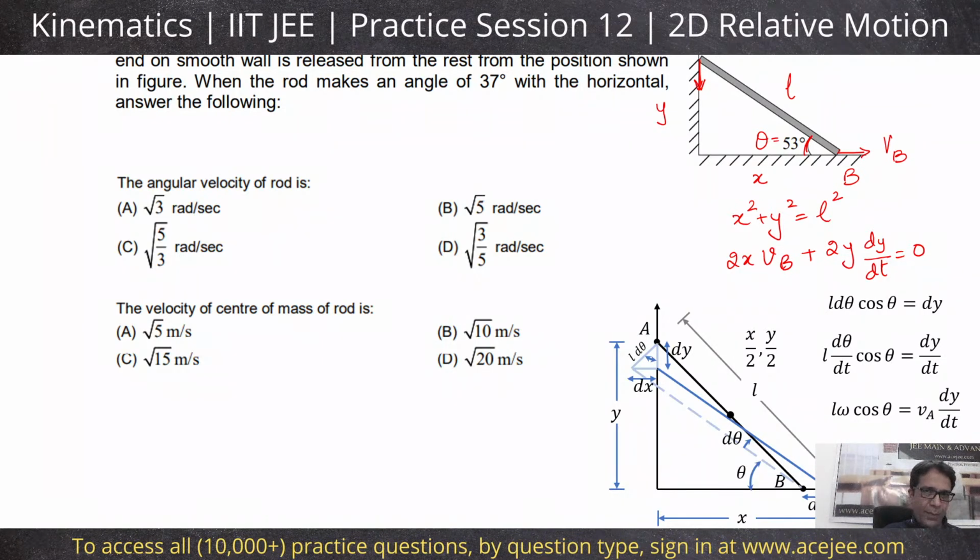So we will keep it as dy by dt, but when we replace it with VA, we'll write this as minus VA. We'll say 2x VB minus 2y VA equals 0. VA is the speed of A, and A is moving downwards. So we get the relationship between VB and VA when the rod has a projection of x along the horizontal and a projection of y along the vertical.